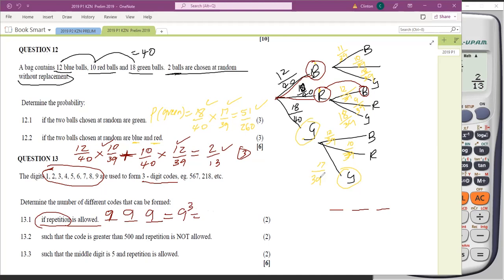Does it make sense? Awesome. So let's check here.